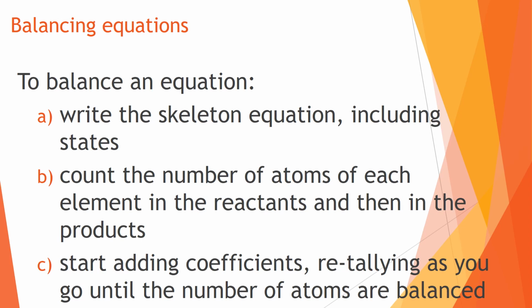Okay, if they're different, then we have to start adding coefficients and retallying as you go so that the numbers are balanced. This takes a little bit of guess and check sometimes, but eventually you'll get pretty good at it. So there are some rules here, okay? We're on page 57 there at the bottom, and as we work through this, the rules will start to become more second nature to you. And again, we're going to work through some examples here, and you'll see how the rules apply.